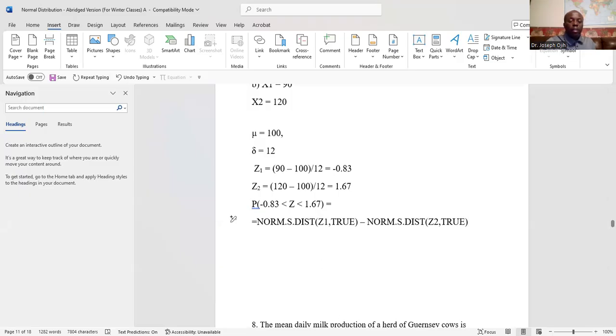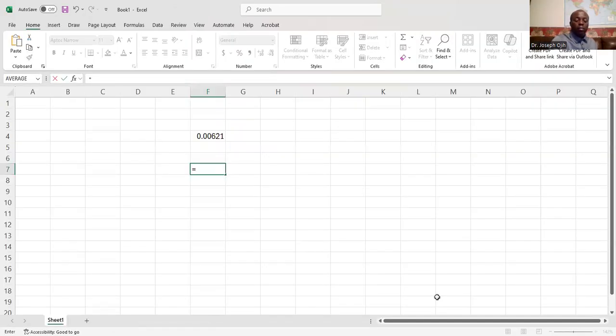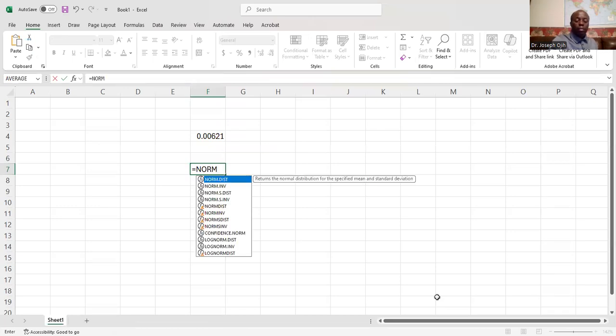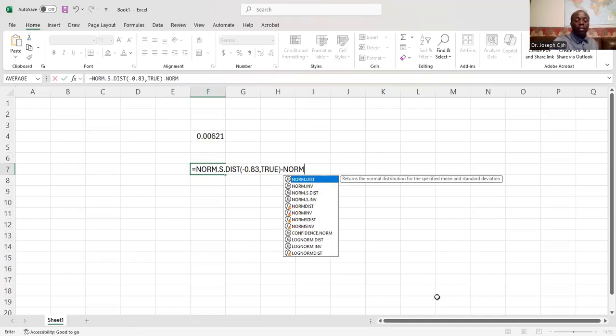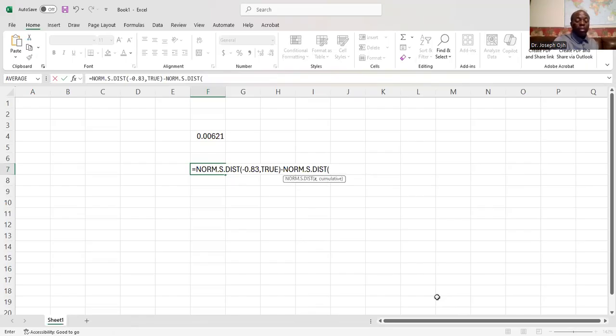So we have equals NORM.S.DIST Z1, negative 0.83, comma, true, minus NORM.S.DIST 1.67 as Z2, comma, true. Close it and press the enter key to give you the answer right away.